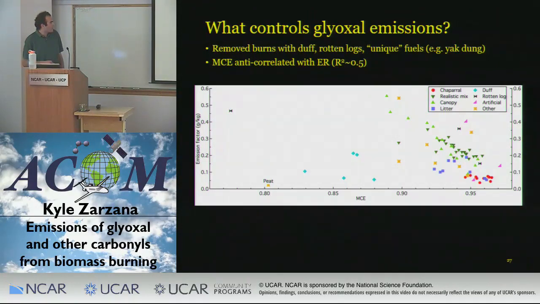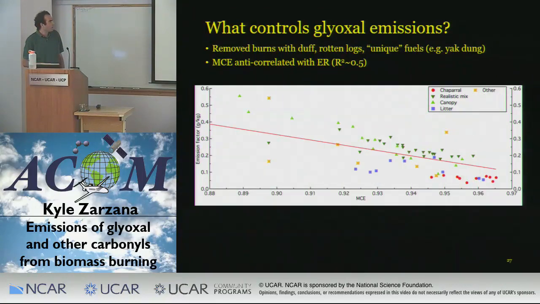So this is glyoxal emission factors versus MCE for all the burns. I took out some of the more unique fuels like the yak dung and some of the rotten logs. And we generally see a pretty good correlation between emission factor and MCE. And this isn't very surprising. The hotter the fuel, the hotter the fire, the higher the MCE, the more of the carbon ends up as CO2. So this is what you would predict.